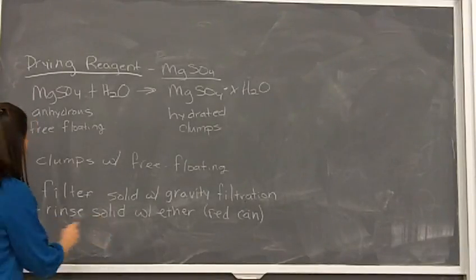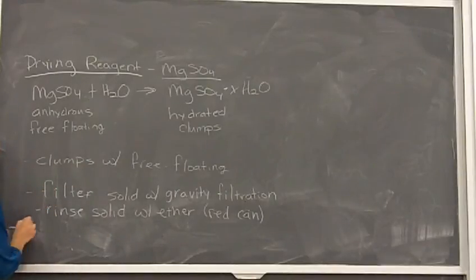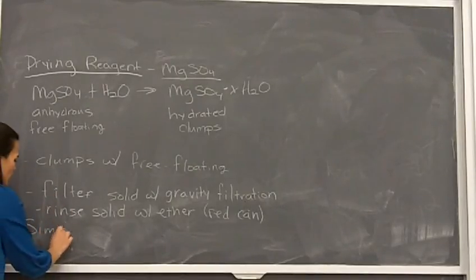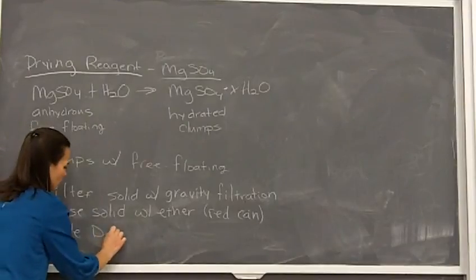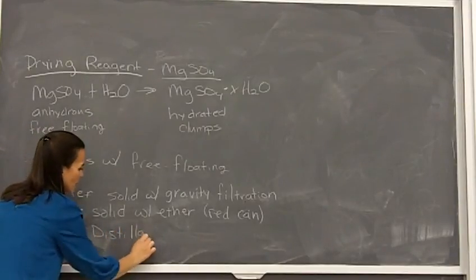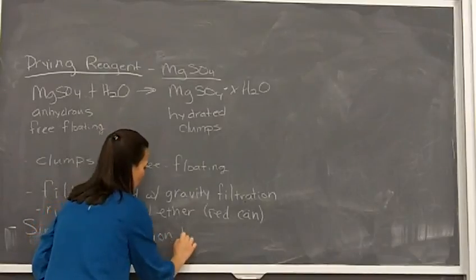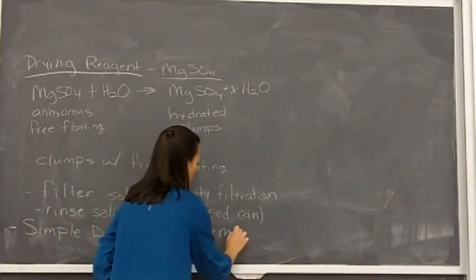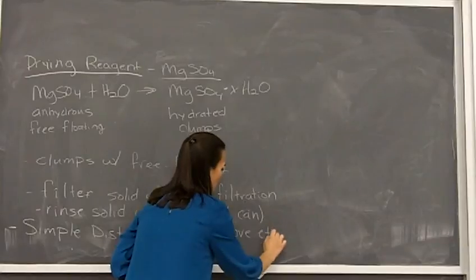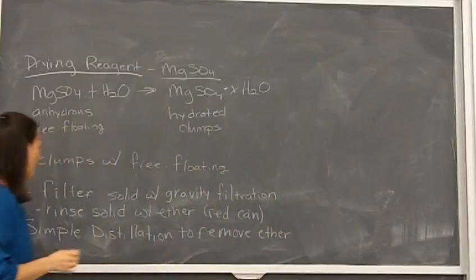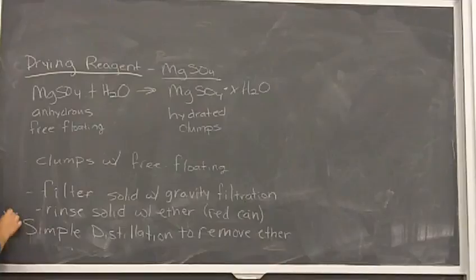And then, once you have all of your ether solution filtered away from the magnesium sulfate, you're going to use a simple distillation to remove the ether. You're going to do this with a hot water bath, so make sure it's a good hot water bath. While you're waiting your 10 to 15 minutes with your magnesium sulfate, get your simple distillation ready, okay?